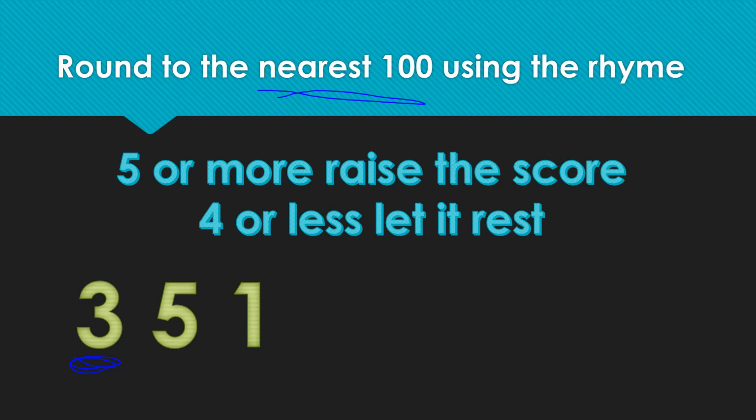To decide what happens to that 3, we look to the number that's just next to it, and that is a 5. Since it's a 5 or more, raise the score. That means that the score of the 3 is going to go to the next highest number. So 351 rounded to the nearest 100 is 400.